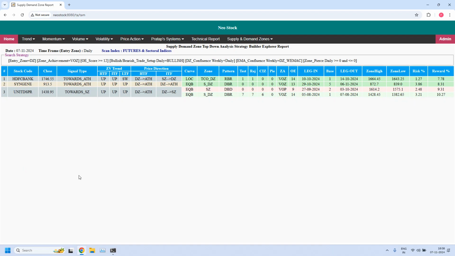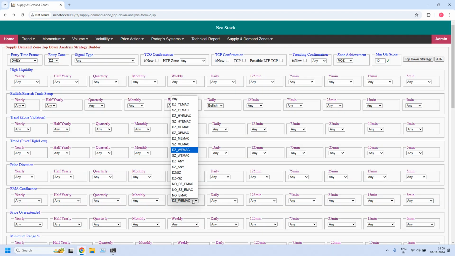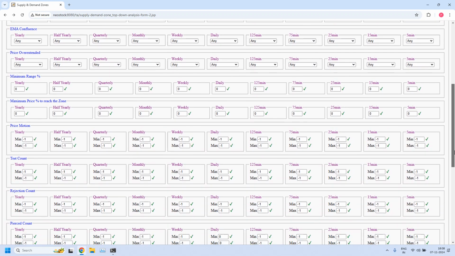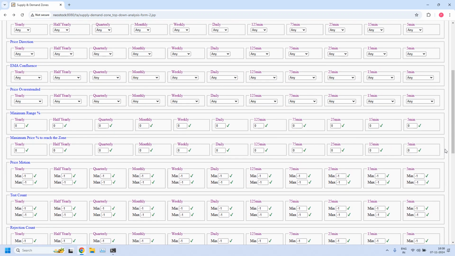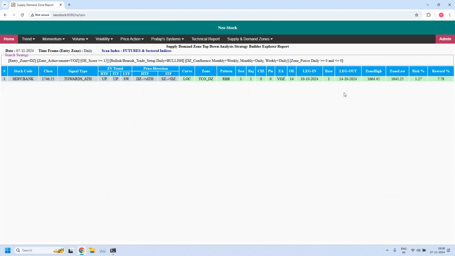Okay, next let us filter based on LTF, ITF, HTF confluence. I have to remove this EMA filter. In the demand zone confluence, 3 filters we should set. One is already enabled, that is the daily with the weekly. Next, daily demand zone with monthly demand zone confluence. Weekly demand zone with monthly demand zone confluence. With all the 3 filters, we get LTF, ITF, HTF demand zone confluence. One stock is filtered.